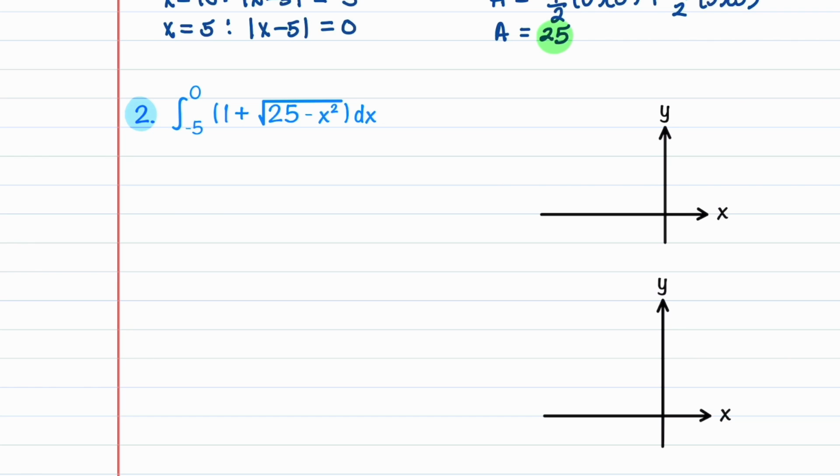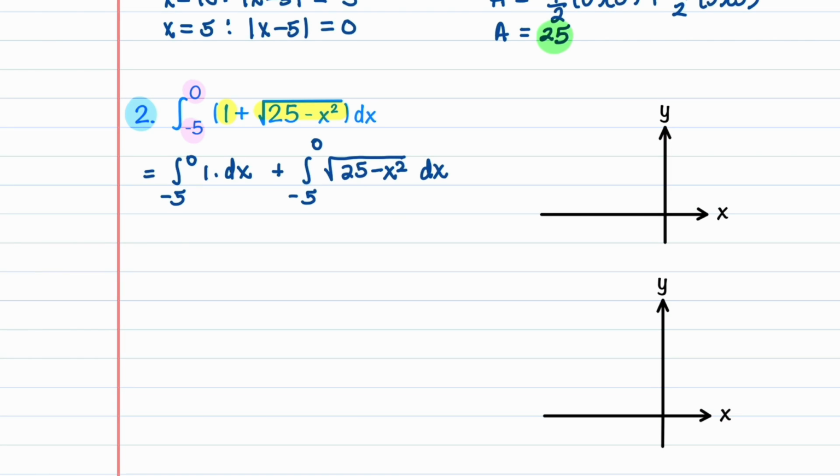Let's now look at our second example. In this example, we are integrating from -5 to 0, and our function is 1 plus the square root of 25 minus x squared. We're going to start by breaking up this integral into two pieces because both of the functions that we are integrating have different areas. This is equal to the integral from -5 to 0 of 1 times dx plus the integral from -5 to 0 of the square root of 25 minus x squared dx.